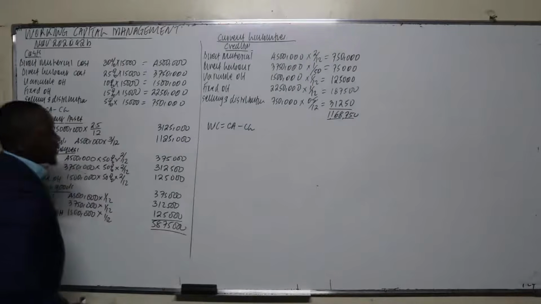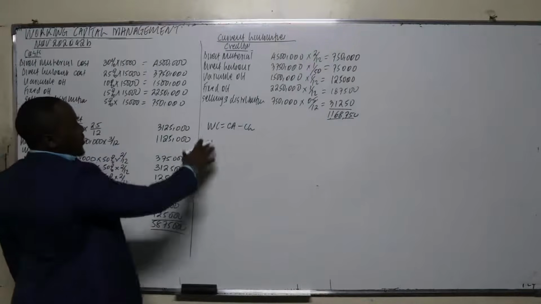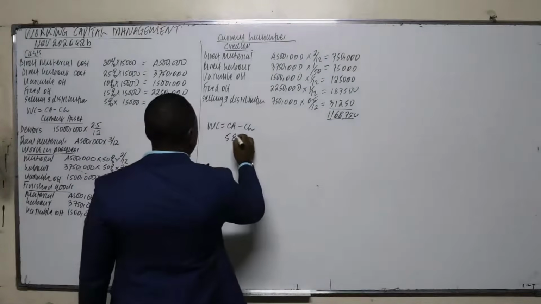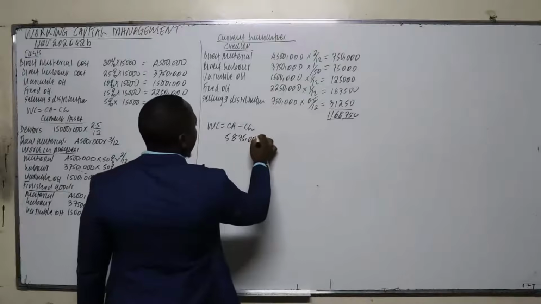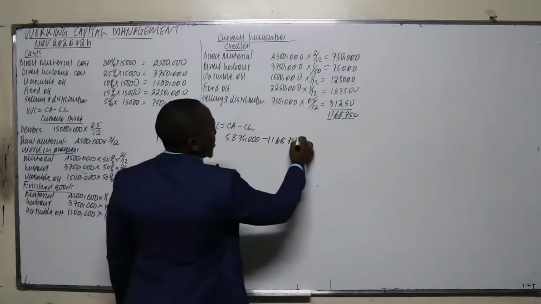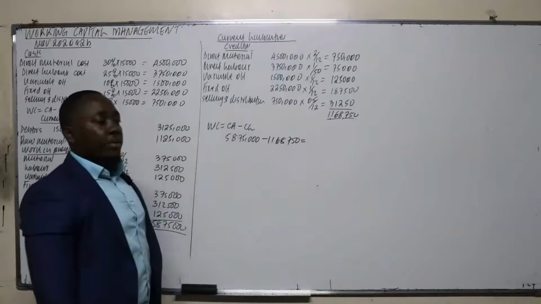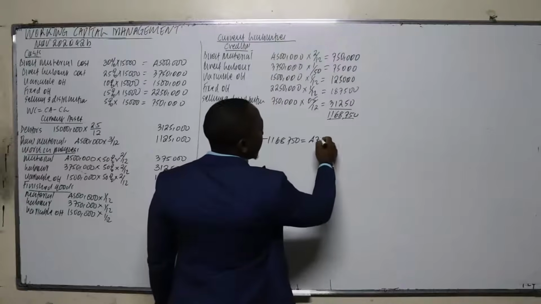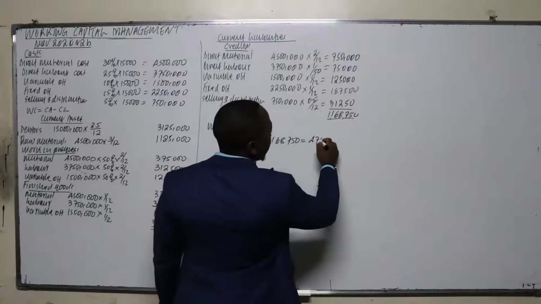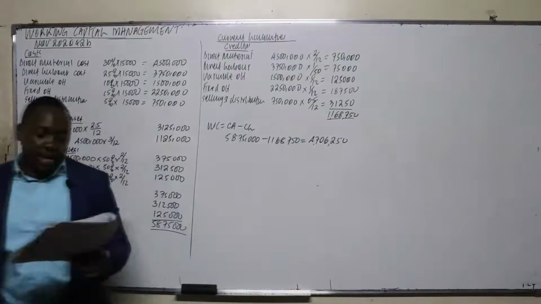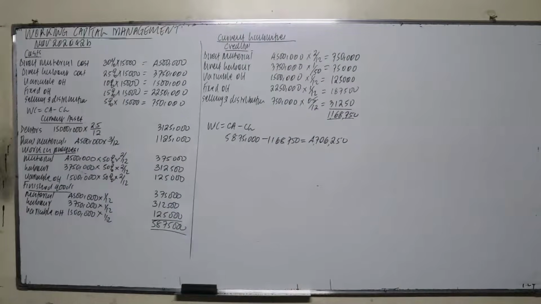5875. Good. So now let's get the working capital. So the working capital requirement, you take the current assets, which is 5875. You minus the current liability, which is 1168,750. So how much is the working capital requirement? 4,7 yes, 250. Good. Yeah, so that's how we get the working capital requirement. So you can copy.